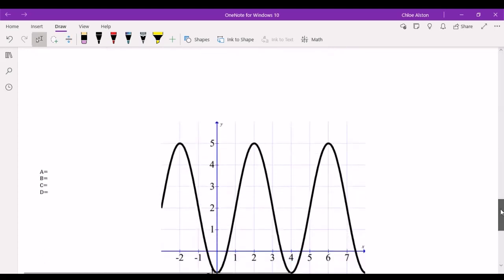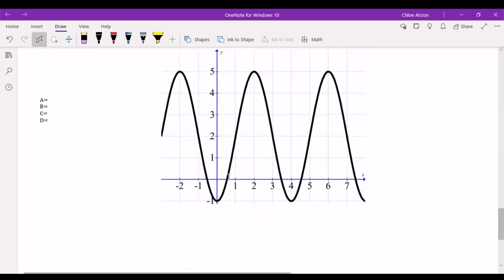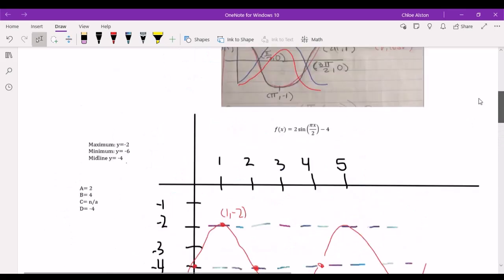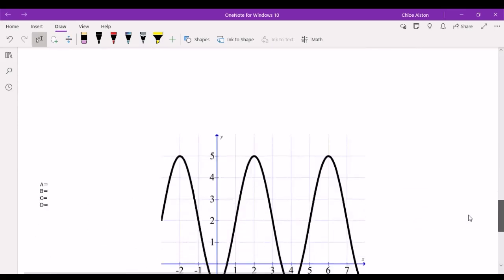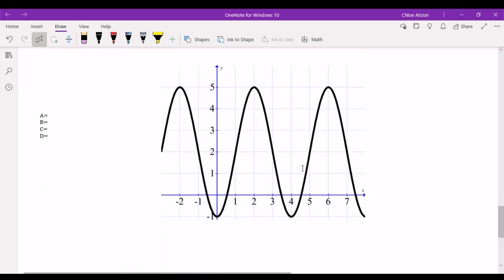Now our second, we're going to look at this. We're going to figure out what type of equation it is first. And we can see that it's a cosine function. What type of cosine function? A negative cosine function, because it goes up and down. So we're going to determine our maximum.